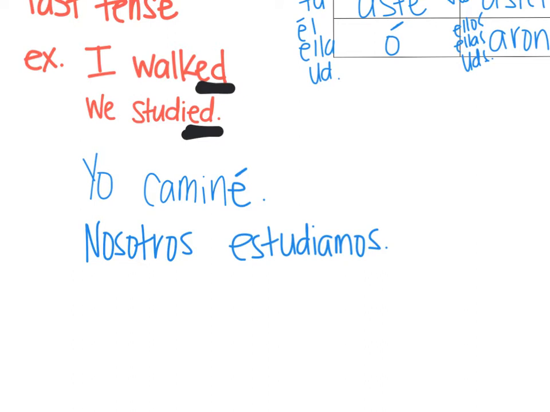Or there could also be clues in the sentence, as in words that tell you the time frame. So, for example, if I wanted to say we studied yesterday, I could add a word onto the end of this sentence to tell me that it already happened. So, for example, ayer. Nosotros estudiamos ayer. Now I know for sure it's in the past because that word ayer means yesterday, and that helps me figure out that it's already done and over with.